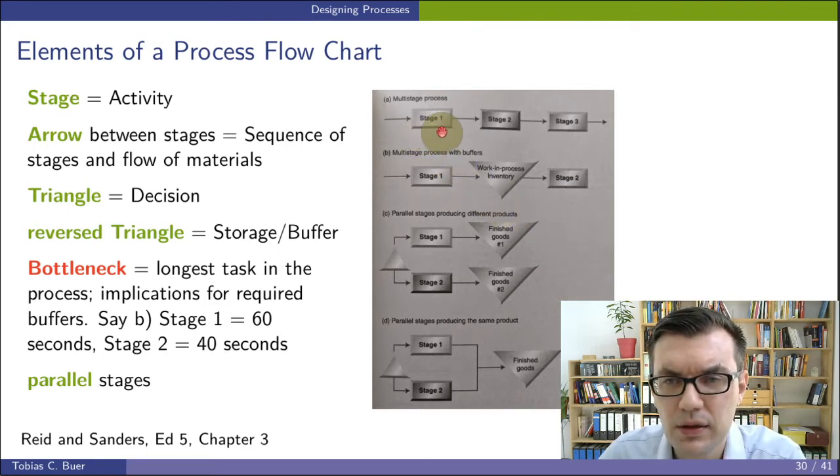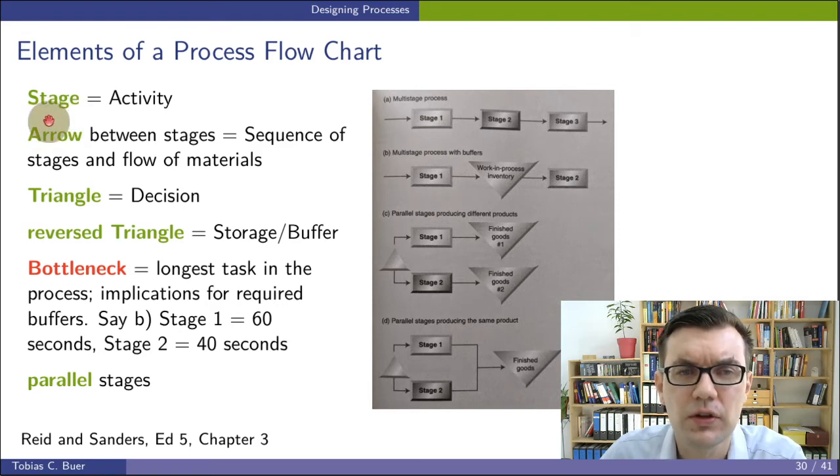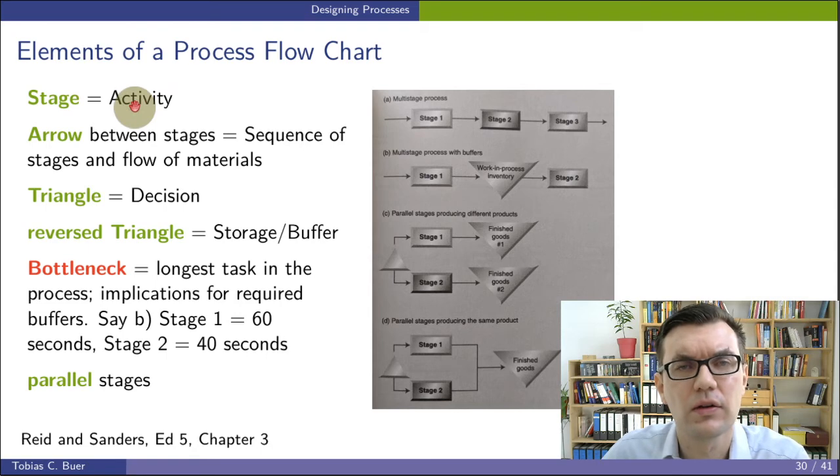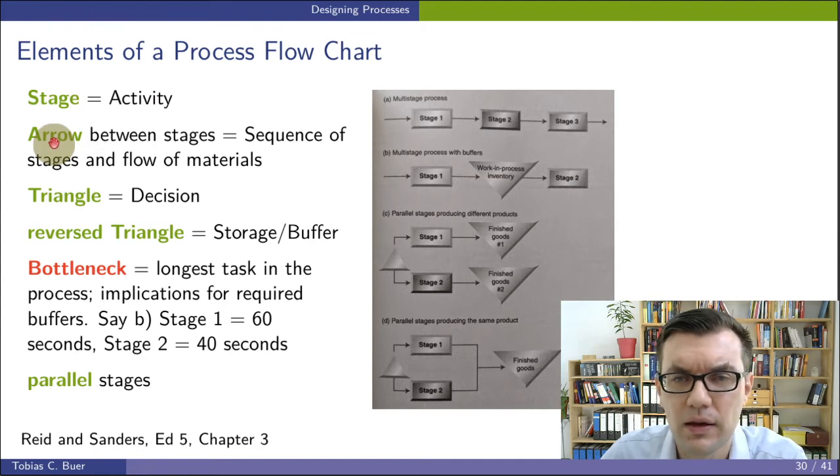The rectangles represent activities. We call them here, for this notation, stages of the process. These are certain actions, certain things that are going to happen. And the arrow between the stages is used to connect different activities or different other concepts.